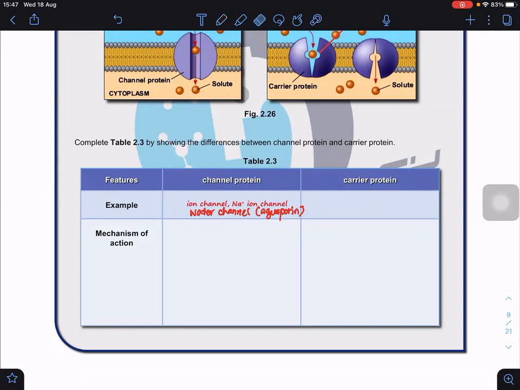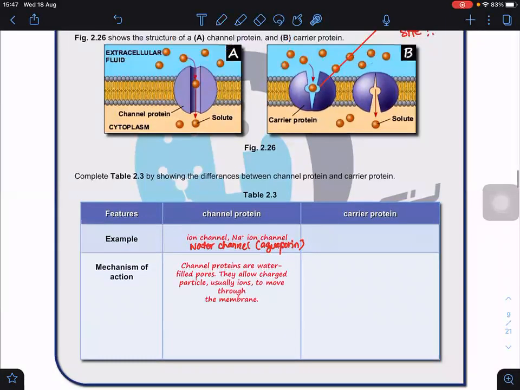So what is the mechanism? So the channel protein provides a water-filled pore or hydrophilic pore. So they allow the charged particles, usually ions, to move through the membranes.